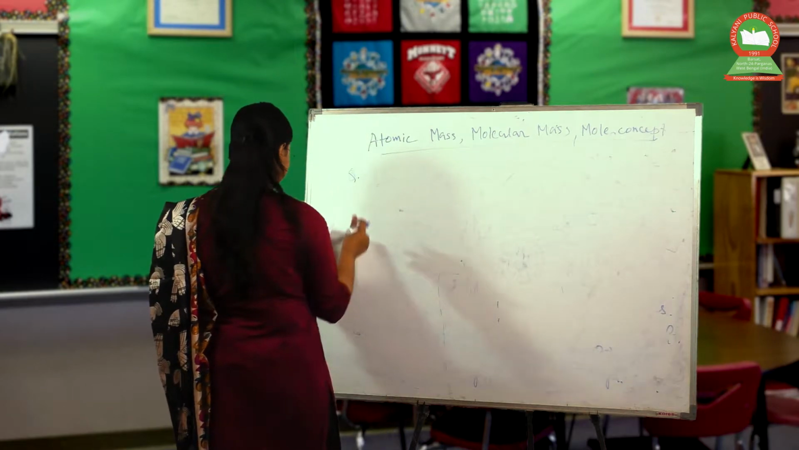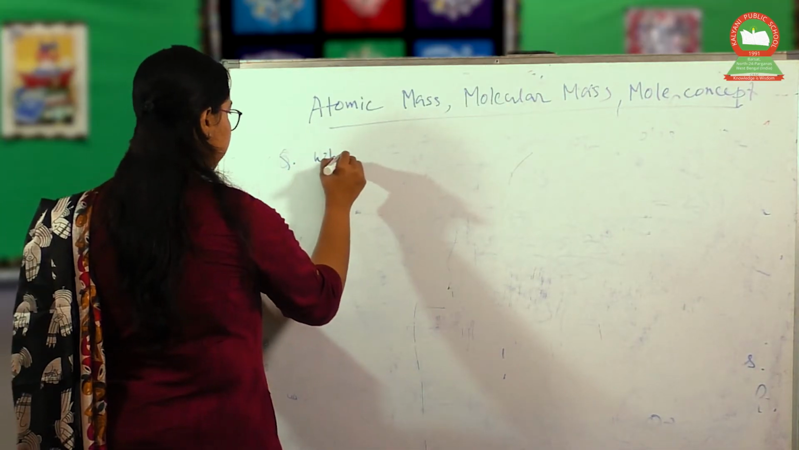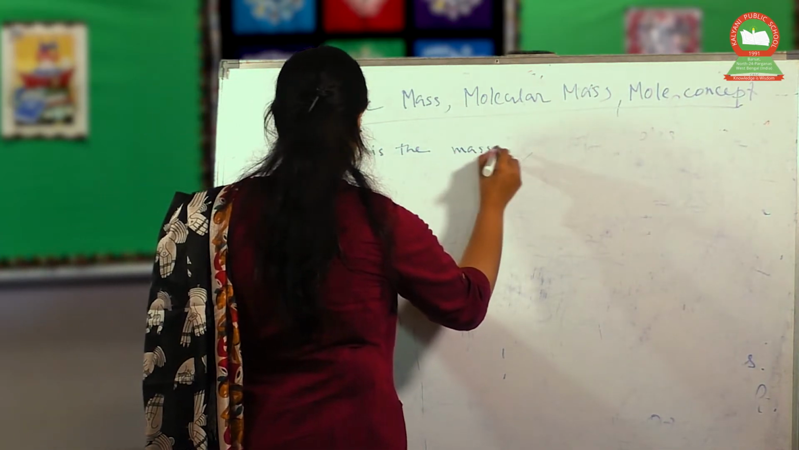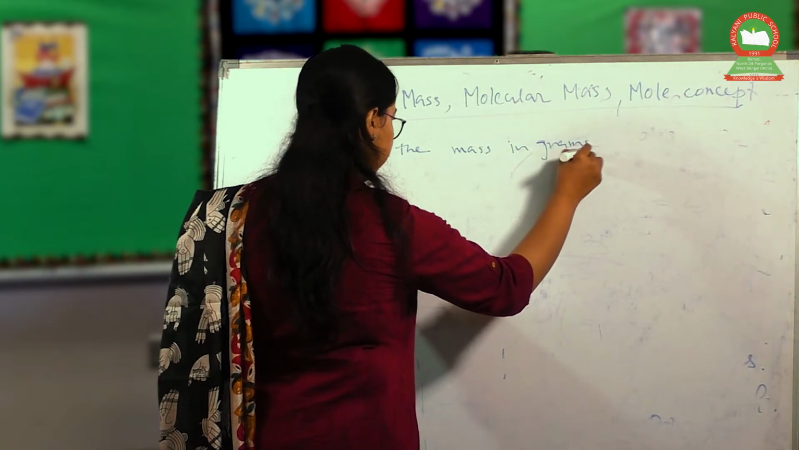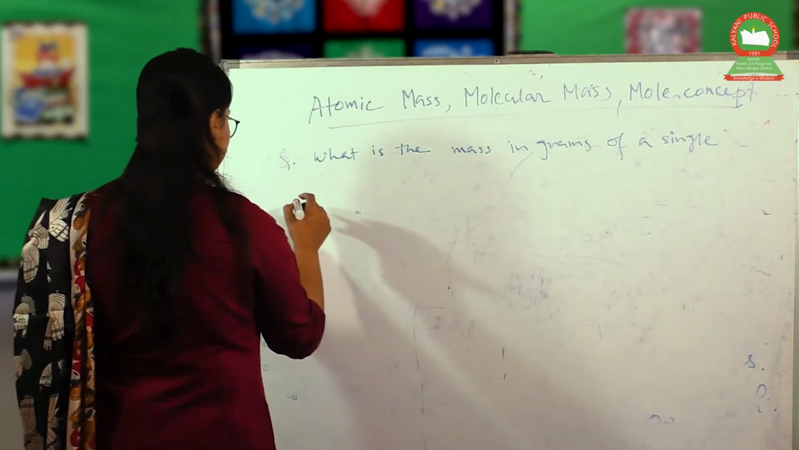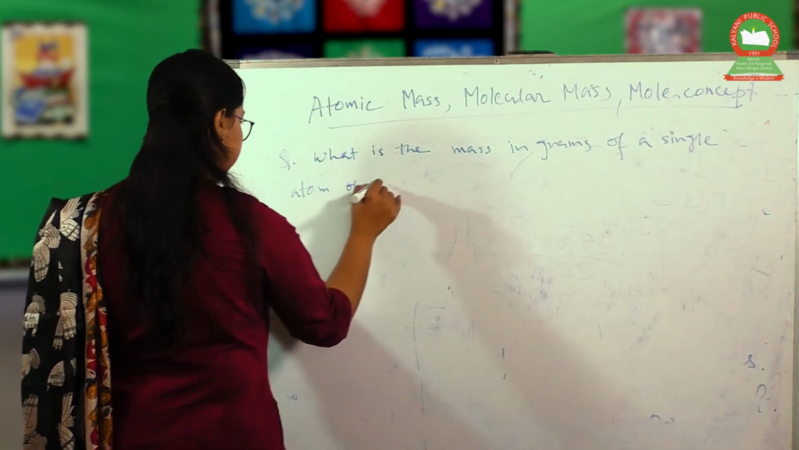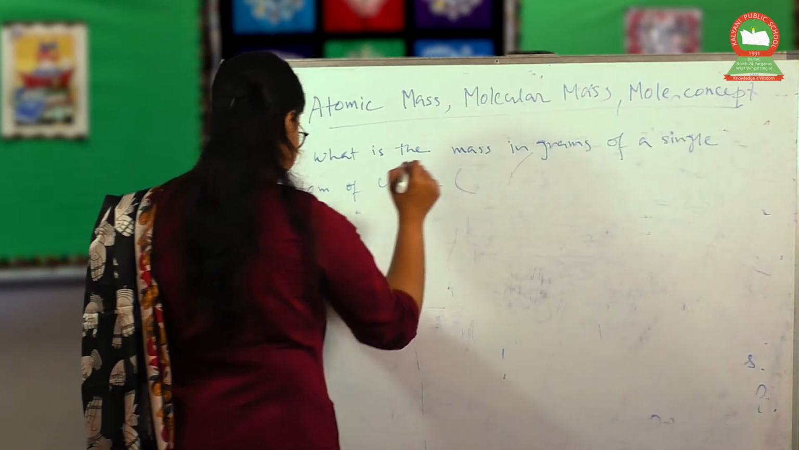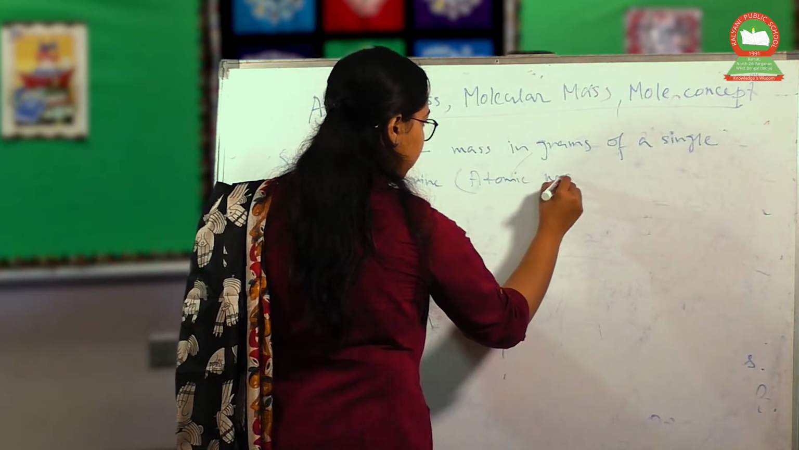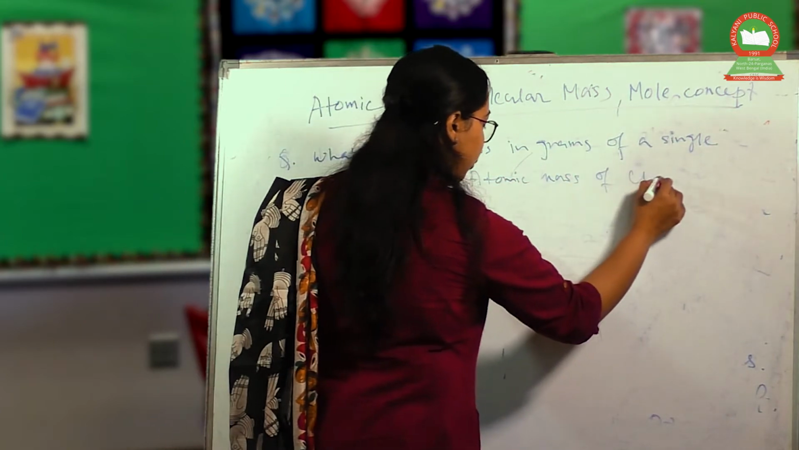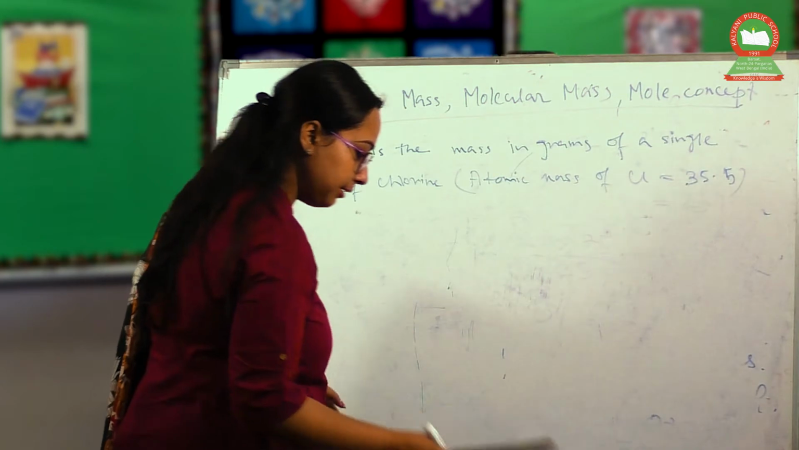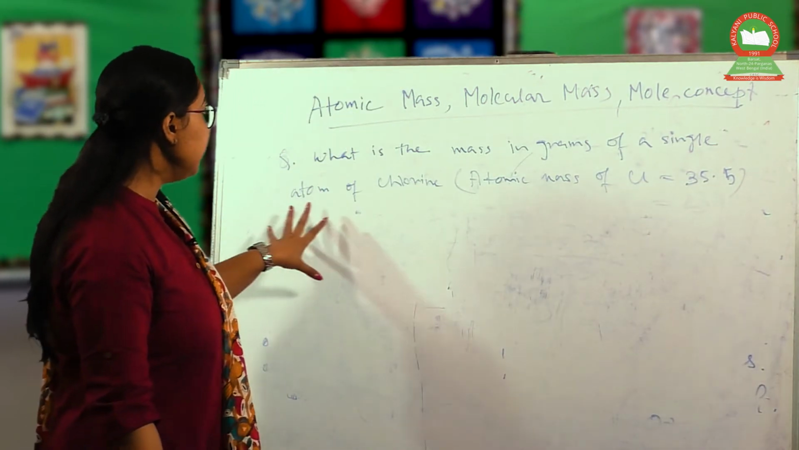Okay, second one. What is the mass in grams of a single atom of chlorine? Here also, the given atomic mass of chlorine is 35.5, right? So what is the mass in grams of a single atom of chlorine?